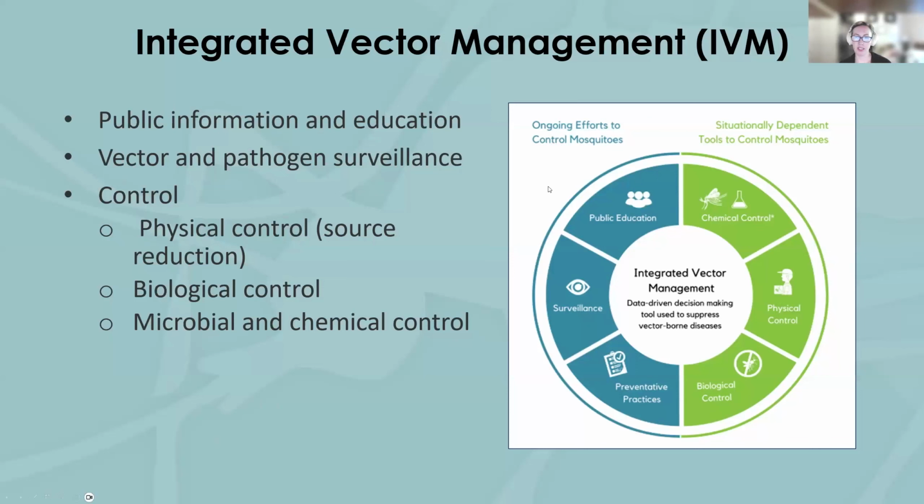So some of the key important parts of IVM or integrated vector management include public information and education, as well as surveillance of vectors and pathogens, and of course, control. And this is a little bit different than traditional agricultural IPM, partly because of the emphasis on public information and education. Because we're talking about public health prevention, our partnerships become really, really important. And probably the most important of all of our partnerships is with the general public. That is who we're serving and whose health we're trying to protect.